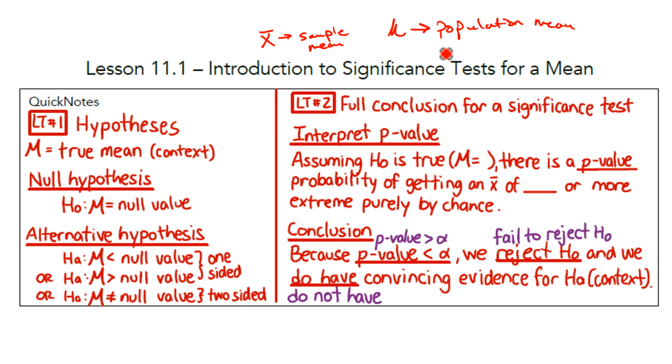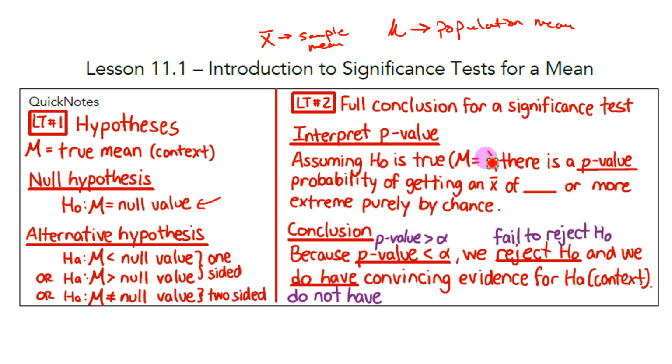So we have null hypothesis where mu equals some null value, and our alternatives are mu is less than the null value or mu is greater than the null value. Those are the one-sided. Mu is not equal to the null value. That's the two-sided. Here's our interprets. Hopefully they look a little bit familiar.